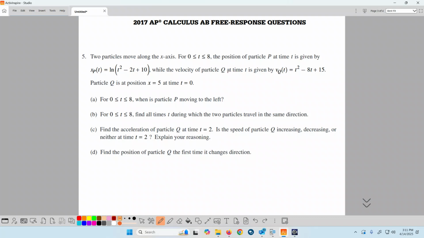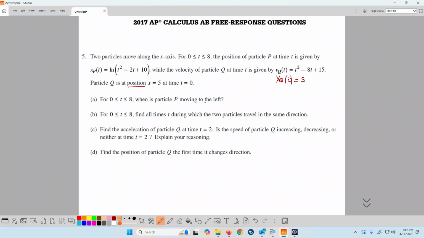Keep in mind, this is not calculator active. While the velocity of particle Q at another time is given here. So with one function, we're given the position. With another function, we're given the velocity. Particle Q is at position 5 when the time is 0. This is really an initial value that they're giving us here. It's telling us about particle Q, so I'm going to write it under this guy here. Particle Q is at position 5 at a time of 0. I know this looks kind of weird. This is a Q.